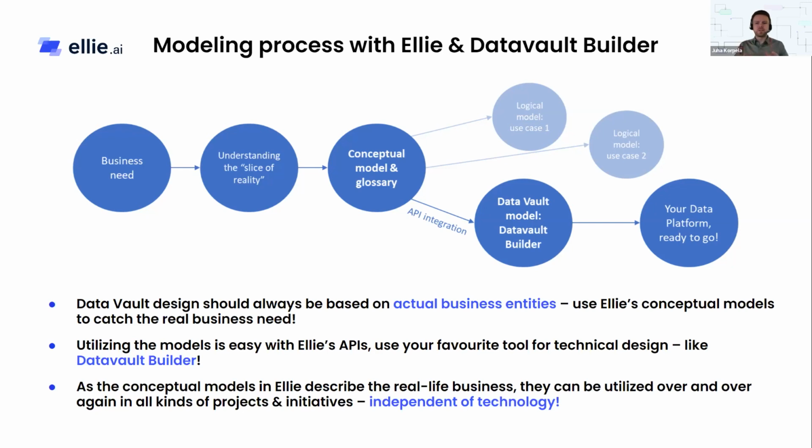We understand the slice of reality that we want to include in our data vault. We create the conceptual data model. We create the glossary that explains to us what those things are, so that we have that shared understanding. And then we move to the data vault model being created in Datavault Builder, and there's an API-based integration here between Ellie and Datavault Builder. We're not going to go deeply into the technical details of that integration today, but I will give you a brief example of what that approximately looks like. And this conceptual understanding of how the world works is then used via these APIs in Datavault Builder.